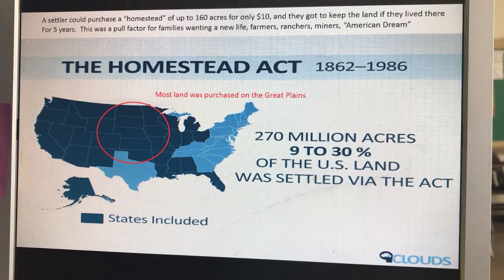A lot of Americans who were living in the eastern section, the light blue section on this map, moved to the Great Plains for a new life, adventure, living the American dream. Before this, land was extremely expensive. So it brought a lot of people to the West wanting that American dream.